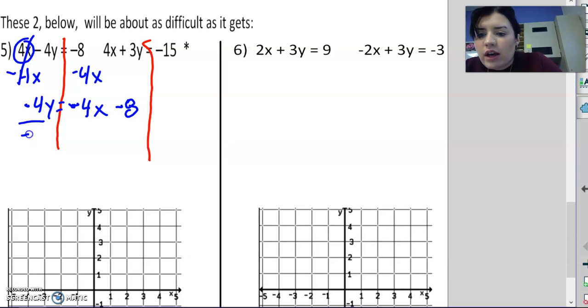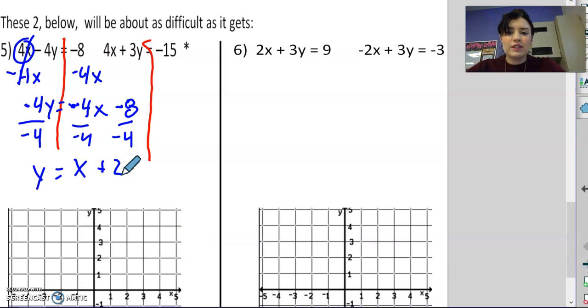Then we'll divide by negative 4 on every term. And we will get y equals negative 4 divided by negative 4, which is 1, so we'll get x. Negative 8 divided by negative 4 is a positive 2. Okay, so if you need to pause, write this down, pause it. I'm going to erase some so I can do the other equation.